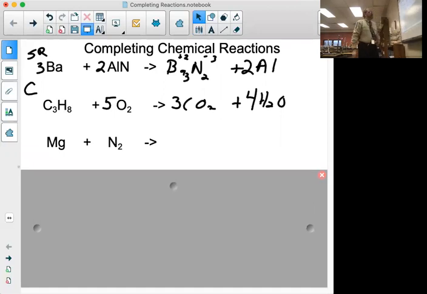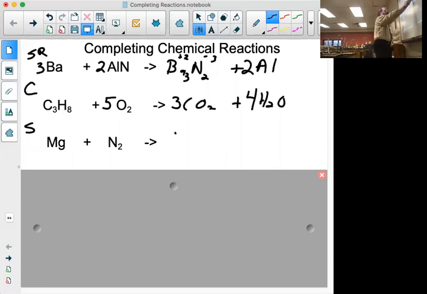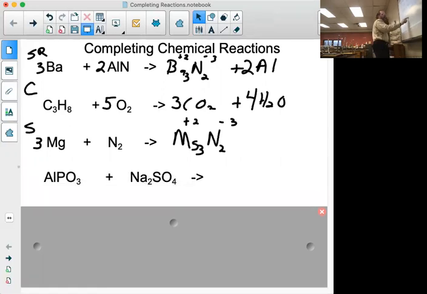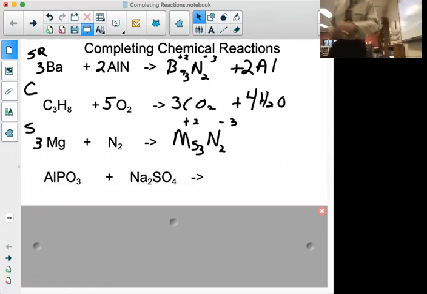Mg and N2. Both Mg and N2 are elements. Therefore, if they're both elements, this is a synthesis reaction. We have synthesis, we're going to slam them together. Mg and N. Check our oxidation numbers. Magnesium is +2. Nitrogen is -3. Cross them down. Mg3N2. Magnesium's 1 and 3, so I'm going to put a 3 here. Nitrogen's 2 and 2. We're good to go. That's balanced. All right, 2 more to do here real quickly.